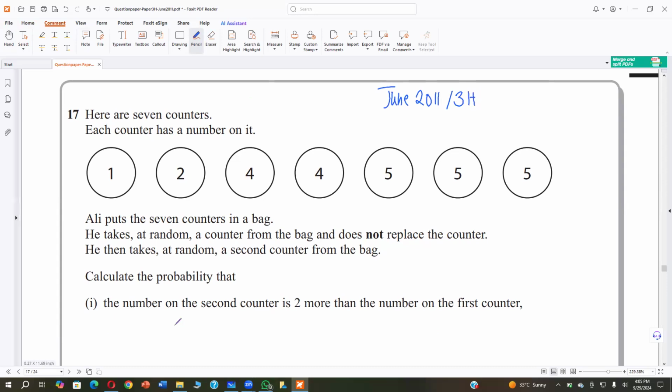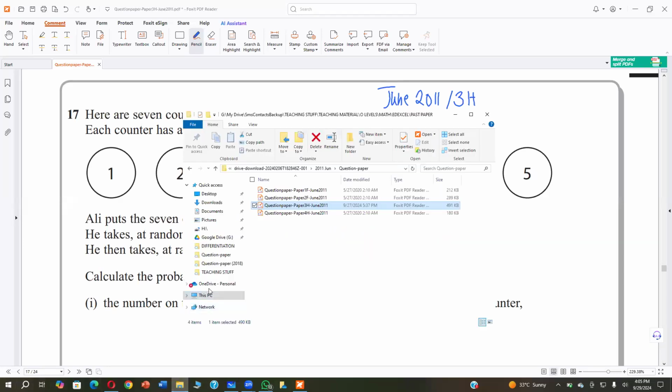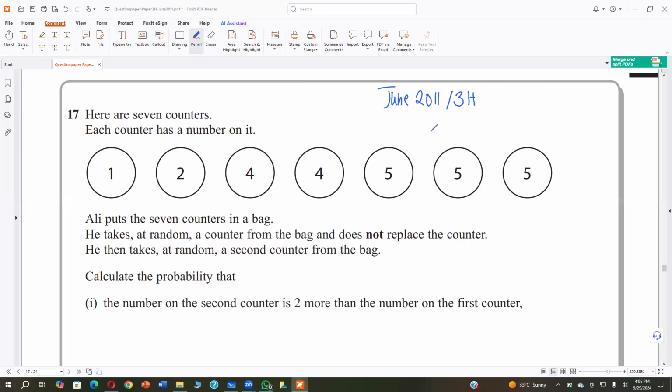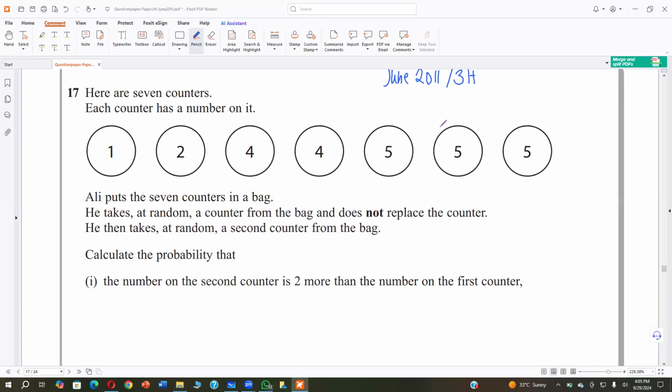This is the paper we are starting back, and we are on question number 17. This paper we are solving in the reverse order, 2011 June. And this is actually the third generation of the past paper.